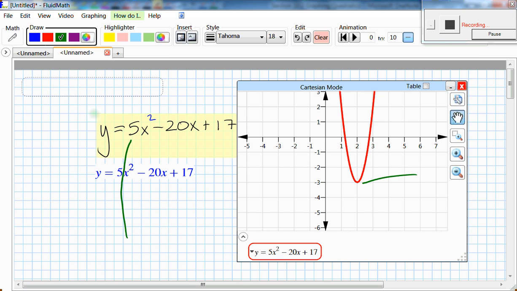What do you think? Easy, medium, or hard? Medium. Okay. Also, check it out. The axis of symmetry would have to go right there, huh? It has to go right through the vertex.